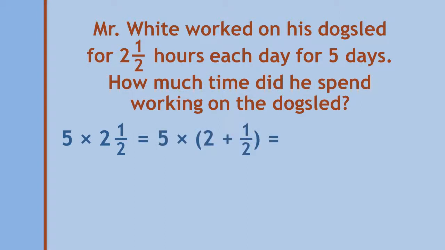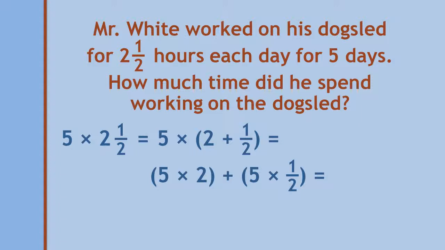What that means is that you are going to take the whole number, which is 5, and you are going to distribute that number and multiply it by both parts of the mixed number. So it would look like this. You would multiply 5 times 2, and then you would also multiply 5 times 1/2. And then you would take the answers to both of those multiplication problems and add them together to get your answer. So let's work that out.